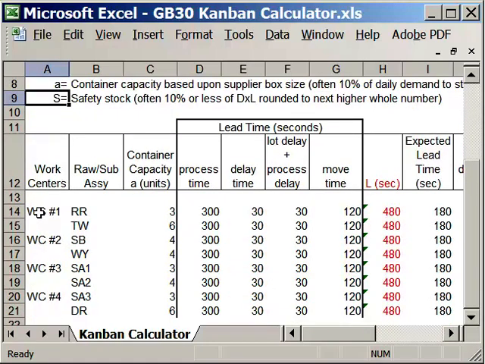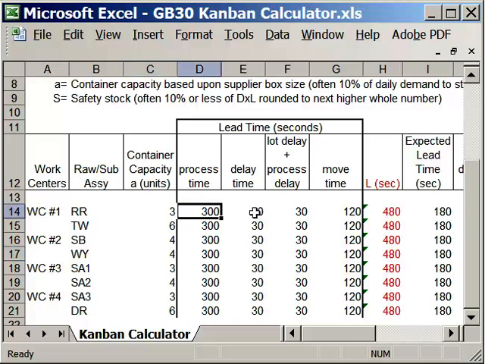Each work center is listed. We also have a listing of the subassemblies or raw materials that are at each one of the work centers. Our container capacity is how much can fit on a pallet. The number of pallets per unit is input into the raw or subassembly at each workstation, and we put that information here. The lead times would then be entered.